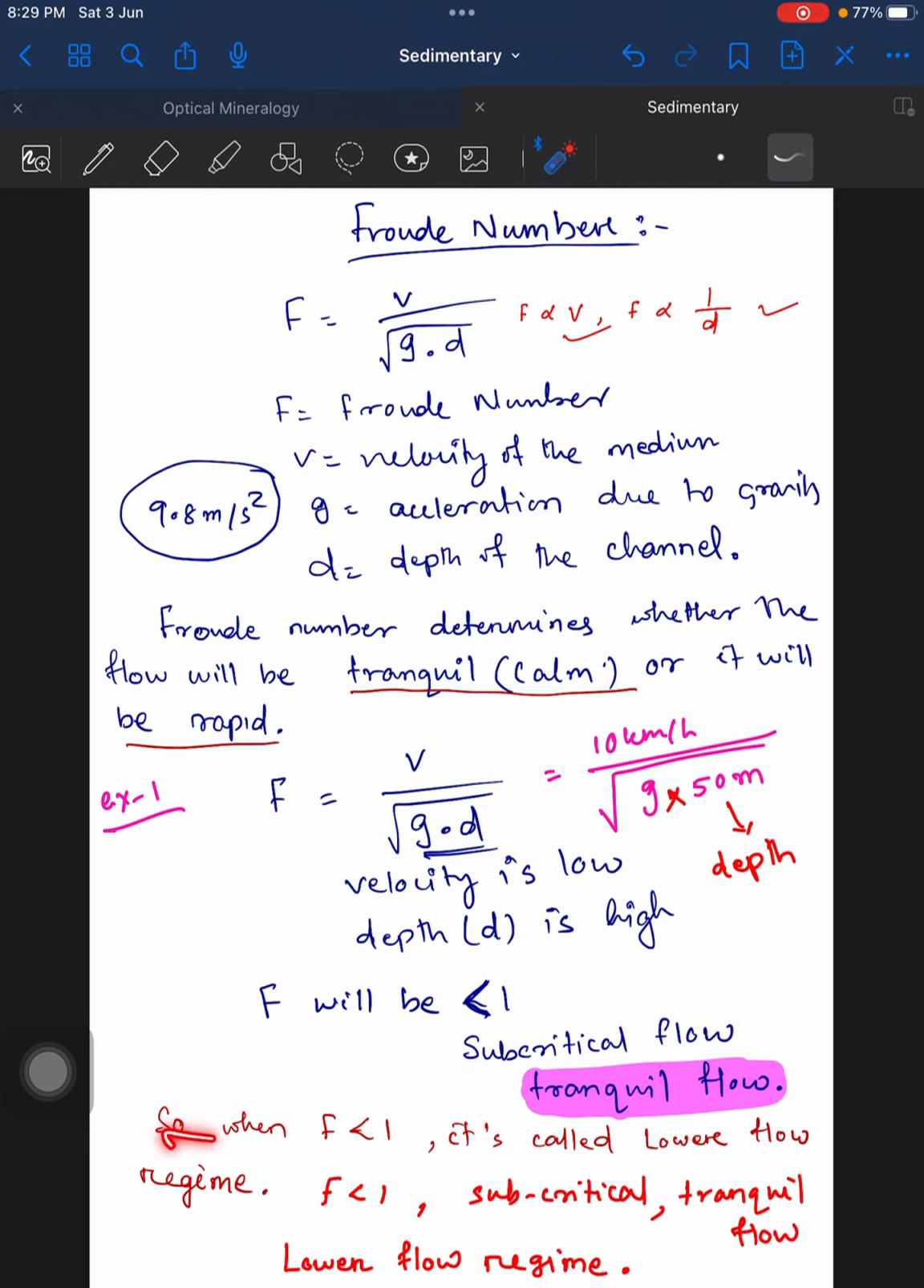Okay, so when the Froude number is less than 1, it is called the lower flow regime. You remember it: when the Froude number is less than 1, it is called the lower flow regime, and this is also known as subcritical flow or tranquil flow. So the lower flow regime has subcritical and tranquil flow. When the velocity is low and the depth is high, gravity remains the same, this only happens: the Froude number value is less than 1.